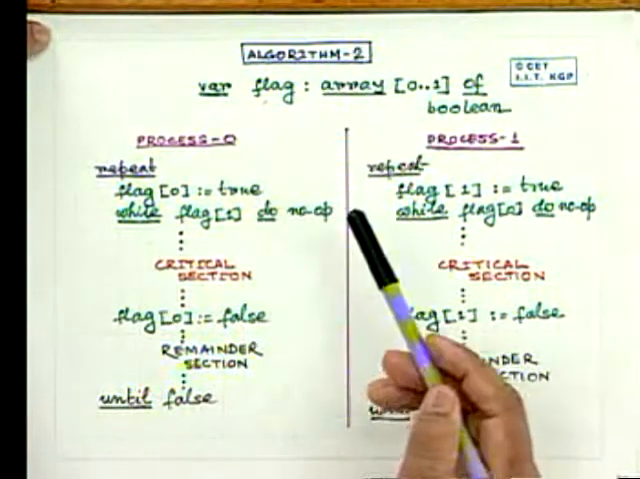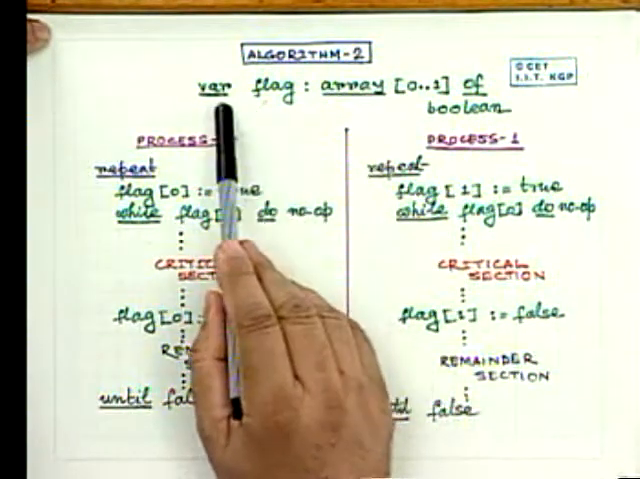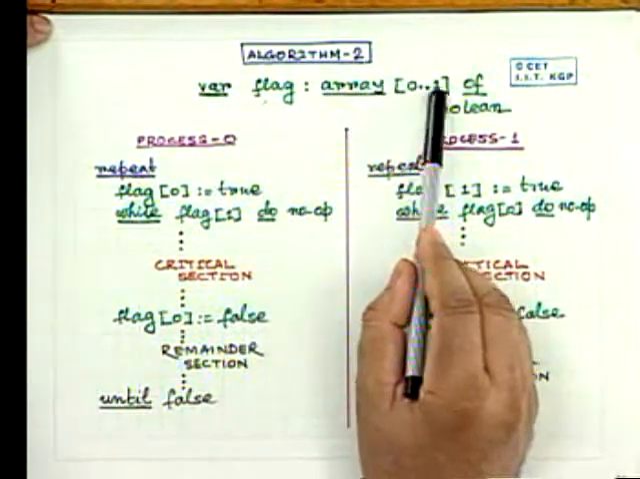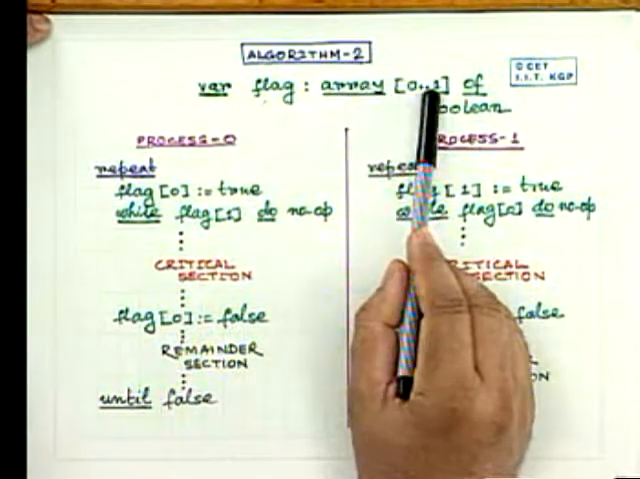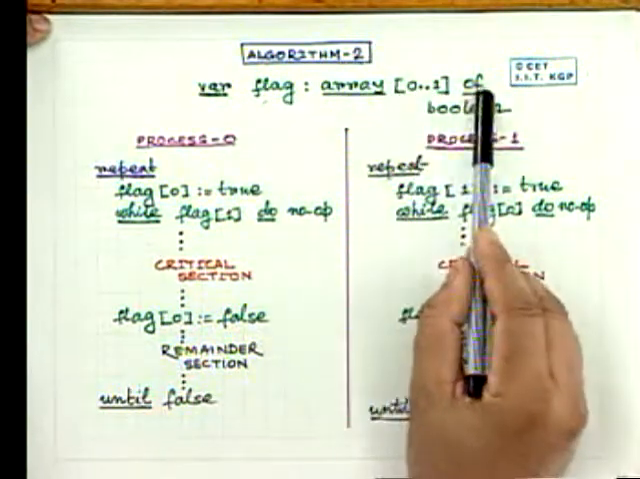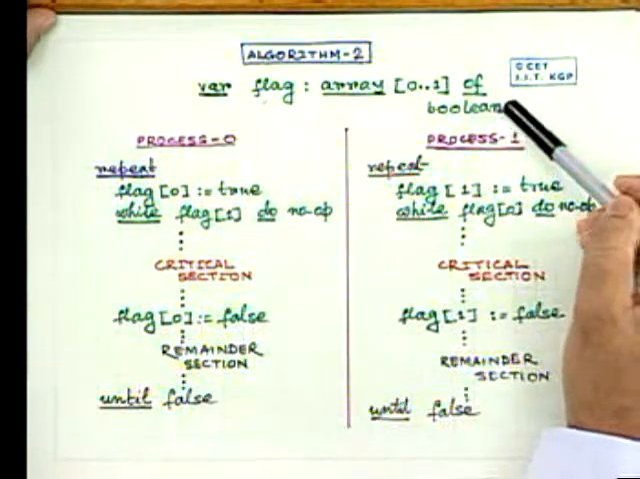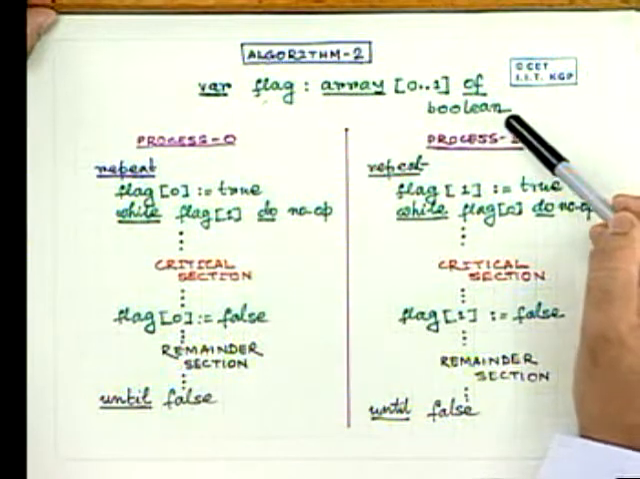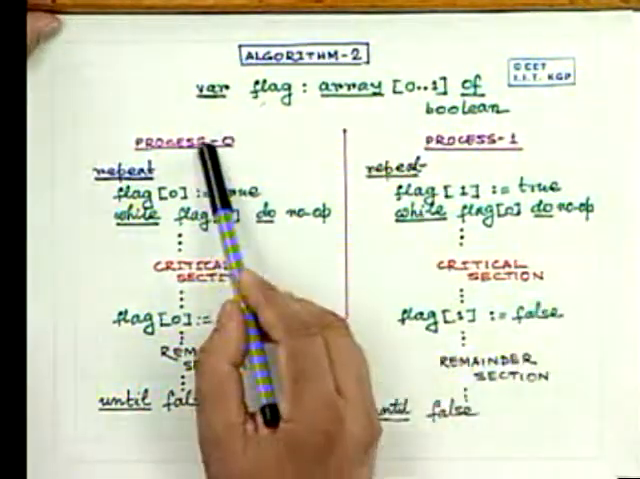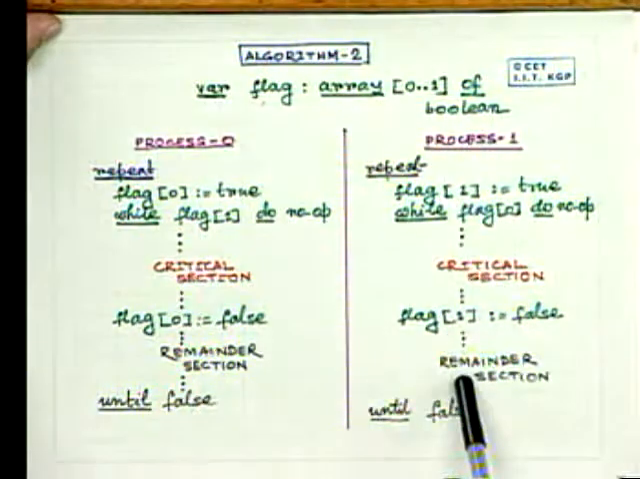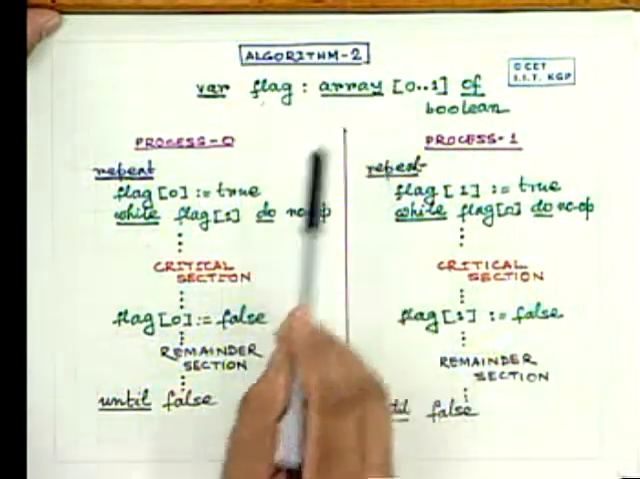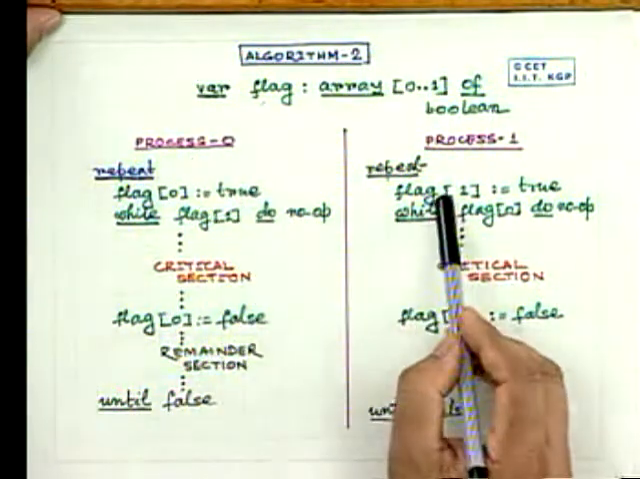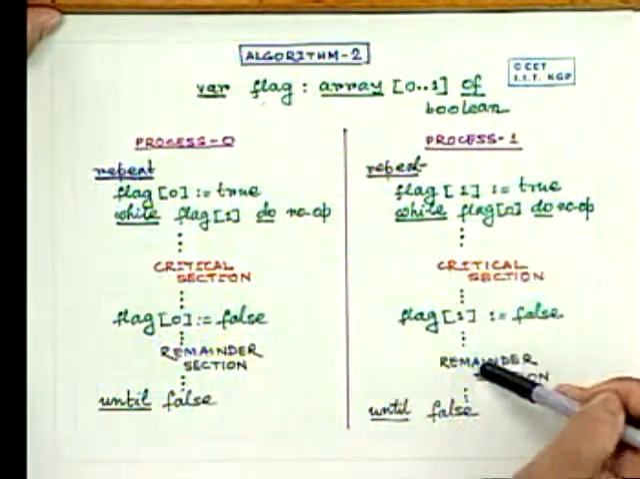Here what is done is that a variable flag, which is an array, is a single dimensional array with two elements, flag 0 and flag 1, of Boolean. That means each can assume either the value false or the value true. Here is process 0, here is process 1. Flag 0 keeps track of process 0's state, and flag 1 keeps track of process 1's state.